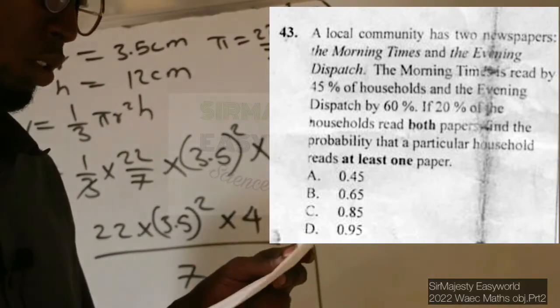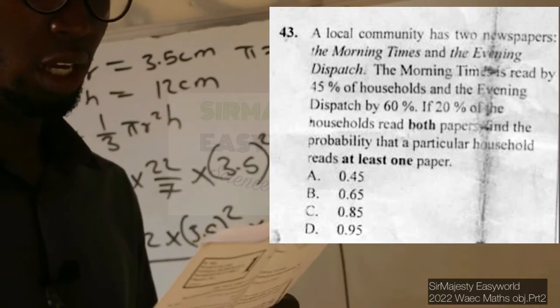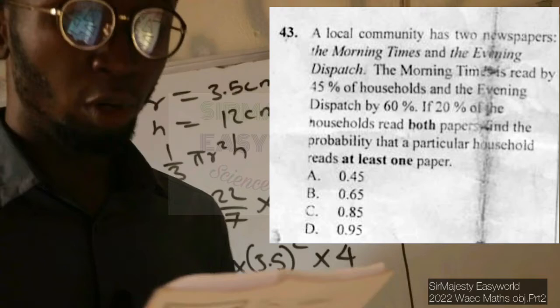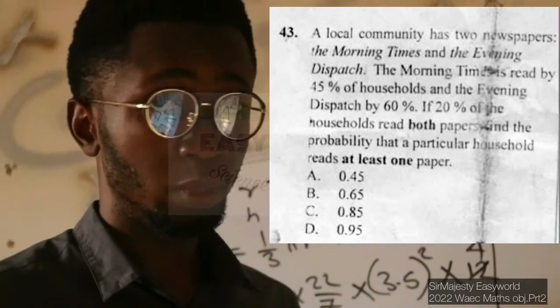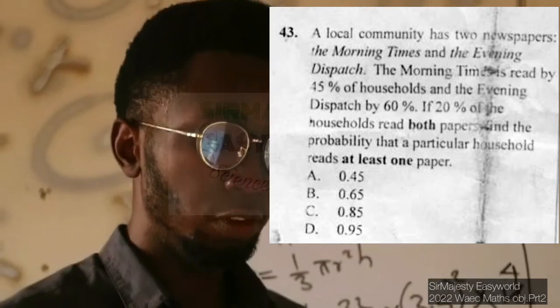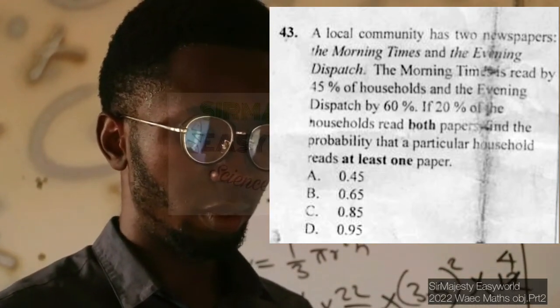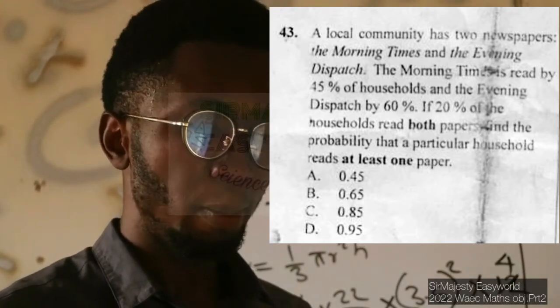This question has something to do with sets. It says, a local community has 2 newspapers, the Morning Times and the Evening Dispatch. The Morning Times is read by 45% of households and the Evening Dispatch by 60%. If 20% of the households read both papers, find the probability that a particular household reads at least one paper.